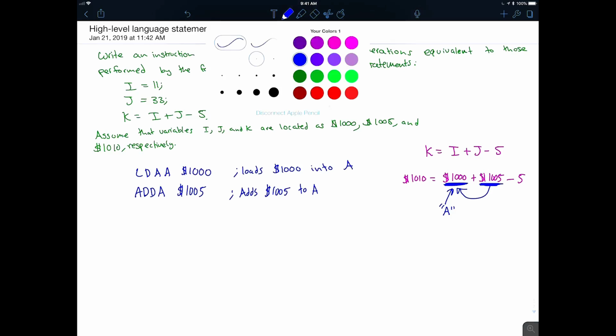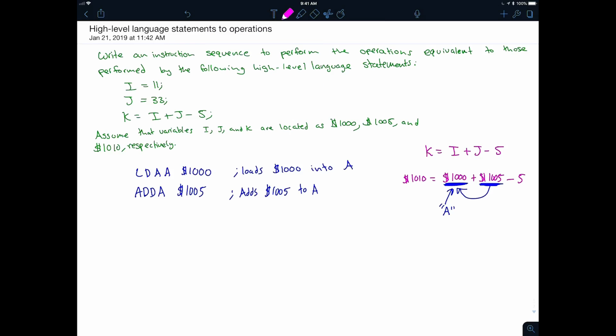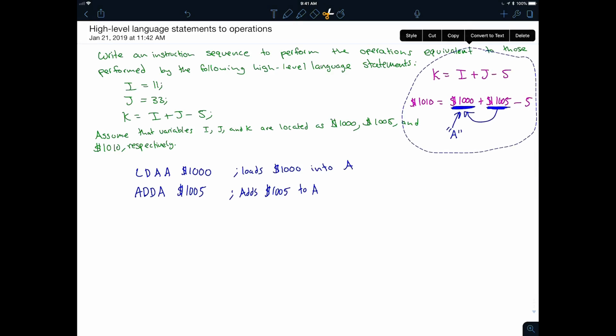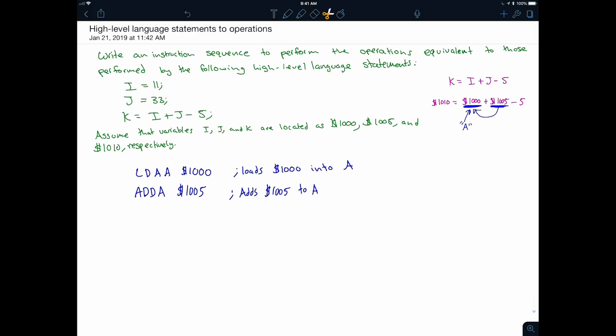So at this point here, 1000 is 11. Here we have 11 plus 33, because this is our i, this is our i plus j. Okay, so now we have to do that minus 5.